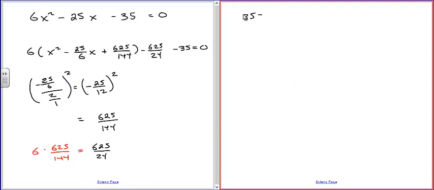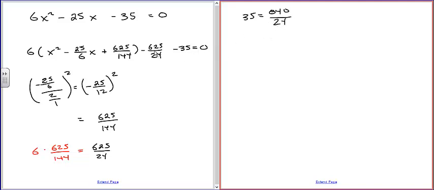Now 35 is equal to, we need a denominator of 24. So we take 35 times 24, which is 840. We could simplify that down. If we divide that by 2, we'll get 420 over 12. Divide that by 2, we'll get 210 over 6. Divide that by 2, we'll get 105 over 3. And 105 divided by 3 is 35. So that actually, oh, I already know that. Why did I do that? That was dumb. Okay.